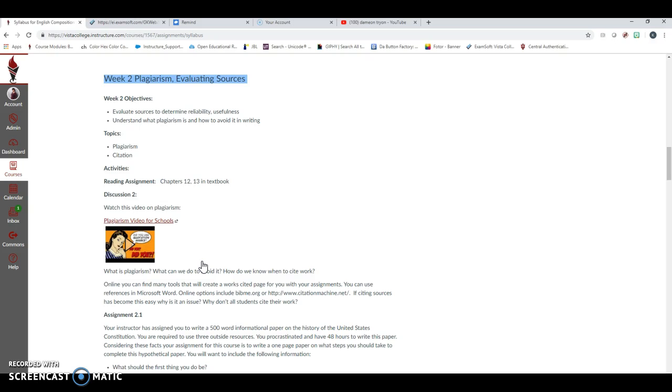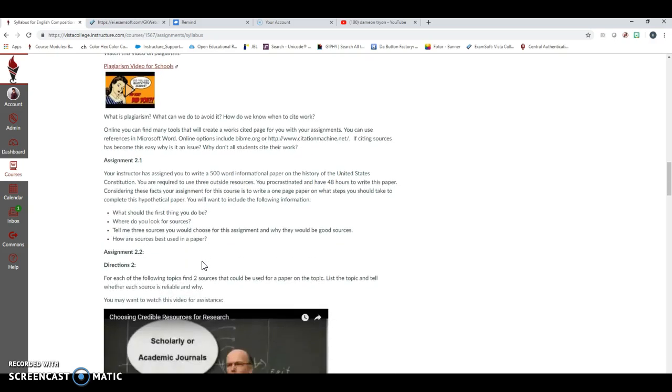Then in your assignment 2.1, you're going to write a 500-word informational paper about the history of the United States Constitution. Be sure to cite your sources if you get sources from anywhere else, okay?